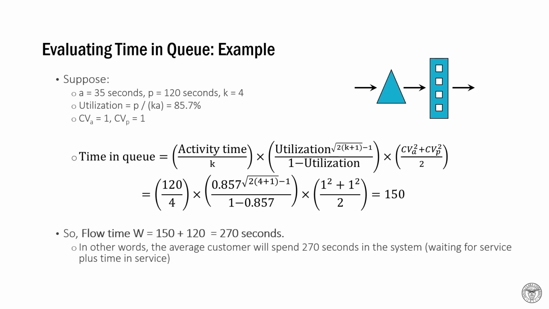Therefore, the total flow time, W, the sum of time in queue and activity time, is W equals WQ plus P equals 150 plus 120 equals 270 seconds. This means that, on average, a customer will spend 270 seconds in the system, which includes both their waiting time and service time. Due to the computational complexity, I recommend using Excel for the computation.